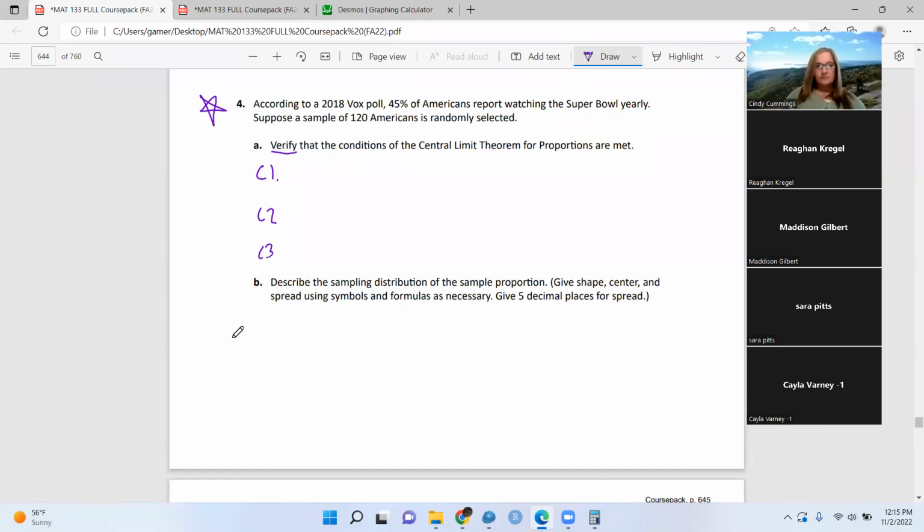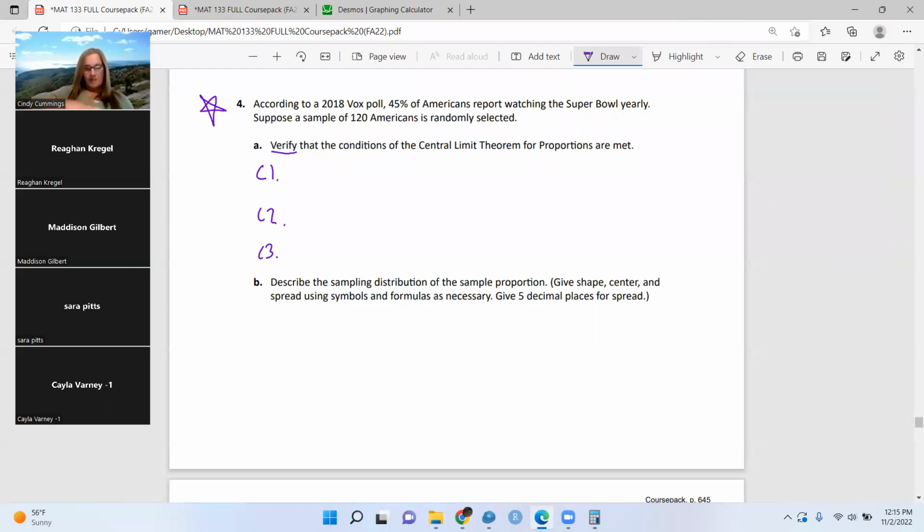Okay, good. So maybe I should do what I usually do, or what I haven't done in a long time, and highlight how to read this. According to this 2018 Vox poll, 45% of Americans report watching the Super Bowl yearly. What do we think? Is this a P or a P hat? P hat, because it's like the percent of the whole thing.